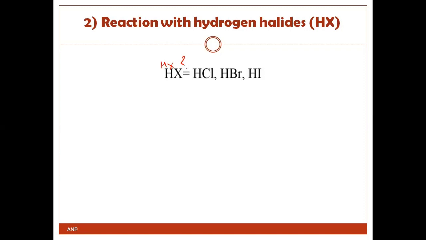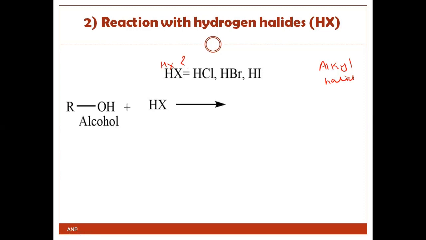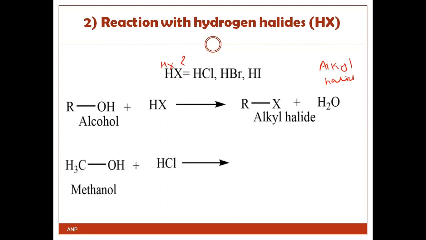Alcohols react with HX, that is hydrogen halide, and give alkyl halides. When alcohol reacts with hydrogen halide, it gives alkyl halide and water. ROH, alcohol, plus HX gives alkyl halide plus water. What will happen when methanol reacts with HCl? CH3OH, methanol, reacts with HCl and gives methyl chloride plus water.